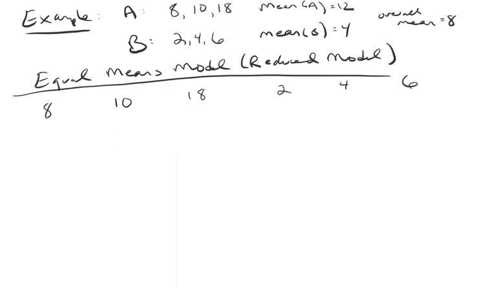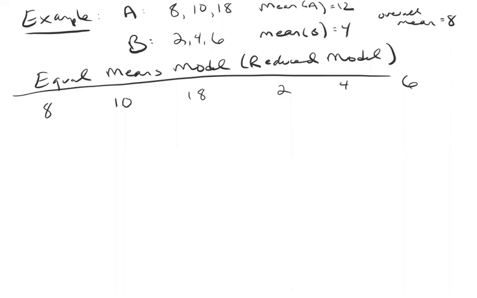The equal means model says that the A group and the B group actually have the same population mean. It's like saying the null hypothesis is true. In the equal means model, the 2 groups have the same population mean. So if you want to make a prediction of the value for any particular data point, you don't have to consider whether they're in group A. You should just use as your prediction the overall mean that you've observed so far.